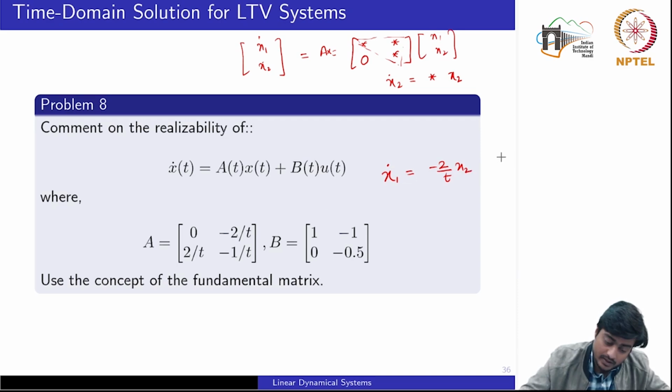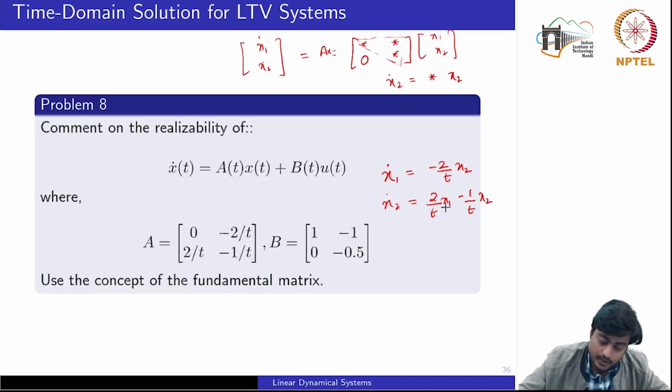I am not concerned with the B matrix for the moment. And for x2 dot, I would have 2 by t x1 minus 1 by t x2, right? So now I cannot solve any of the equations separately to compute the solution of the state variable. So this is pretty much difficult.